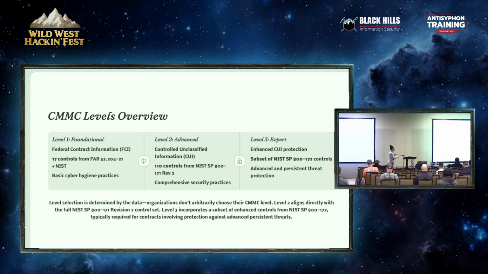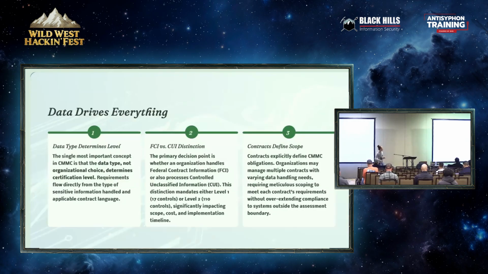So here you have the ability to self-assess. Here you have some ability to self-assess. Sometimes you're required to have a third-party assessment, and here you definitely will have a third-party assessment, probably from a government organization themselves. Again, very important to remember here, level selection is determined by the data. You don't arbitrarily choose what you want to do. You will be told. So again, data drives everything. The primary decision point here will be whether you're just handling that contract information or also processing the doing of the work that we talked about. And then contracts defining the scope.